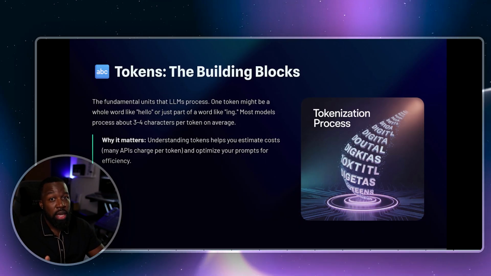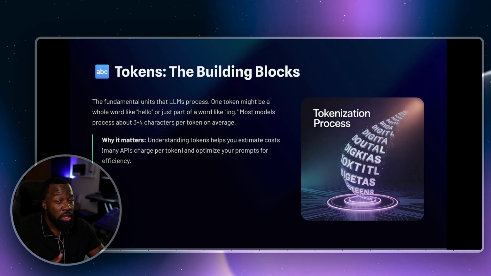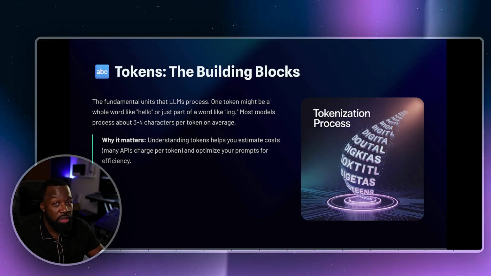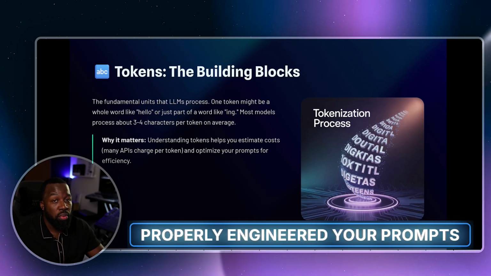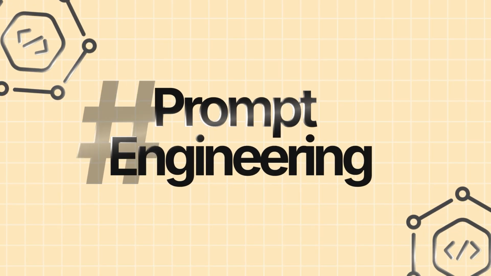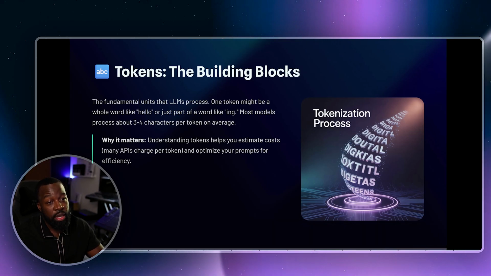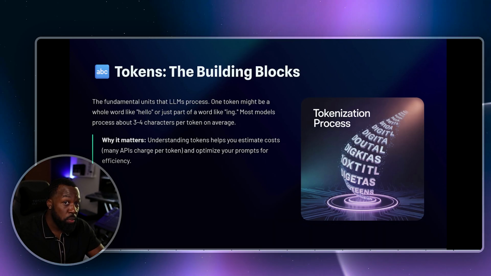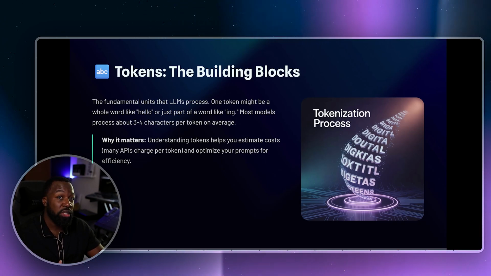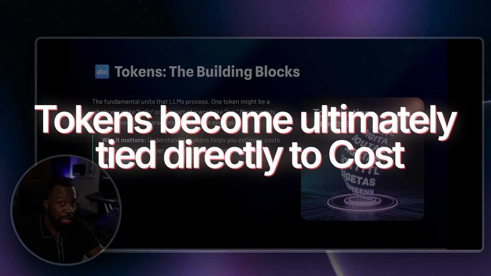In other words, if you have improper prompts or prompts that just aren't very efficient, you may end up having to use way more tokens than you would have had to use if you would have properly engineered your prompts, which we're going to talk about in this video, prompt engineering. Ultimately, what does it really mean? It really means it's going to drive up your costs, because most models that you consume from a consumer standpoint, whether you're a business or an individual, you get charged based on the number of tokens that you use to process your queries. So tokens become ultimately tied directly to cost.